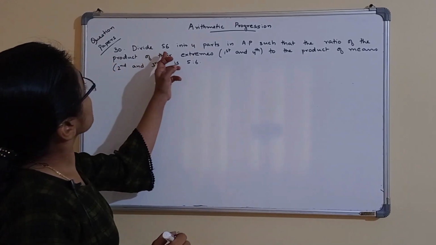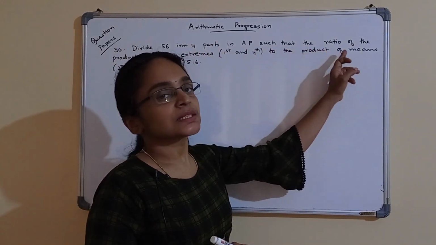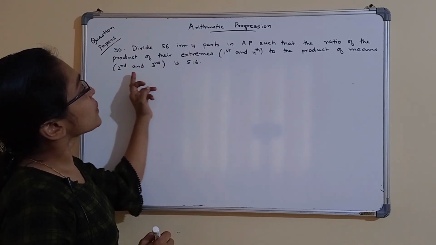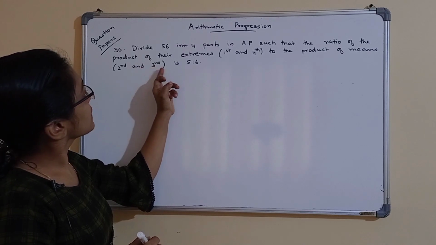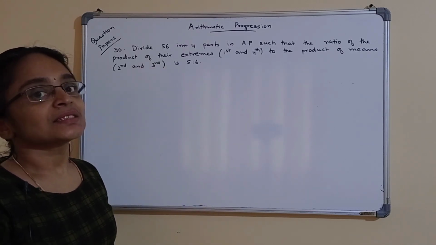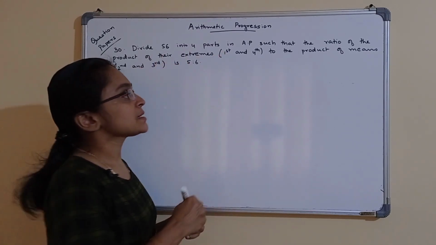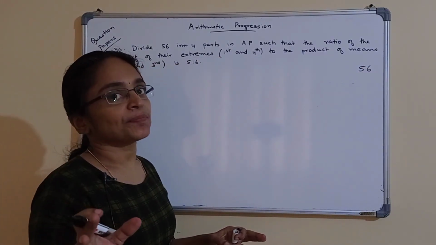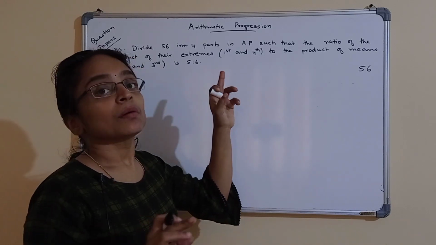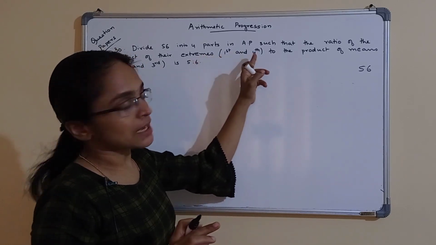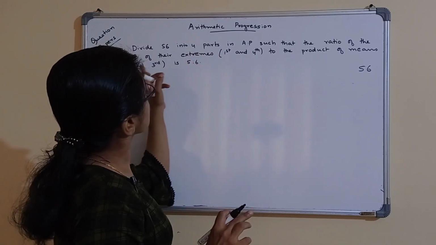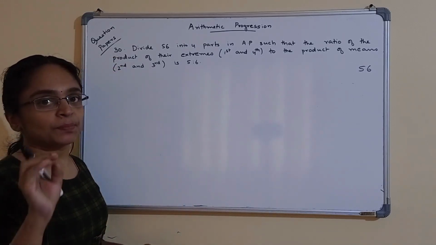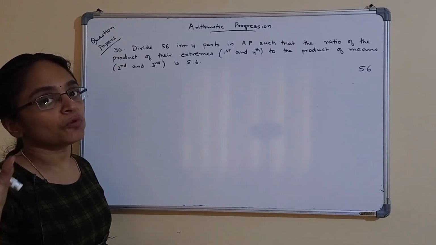Next one, divide 56 into 4 parts in AP such that the ratio of the product of their extremes, that is the product of first and fourth, to the product of means, that is the product of second and third, is 5:6. So given that, divide 56 into 4 parts such that they are in AP. And the ratio of the product of extremes, first and fourth, to the product of means, second and third, is 5:6.